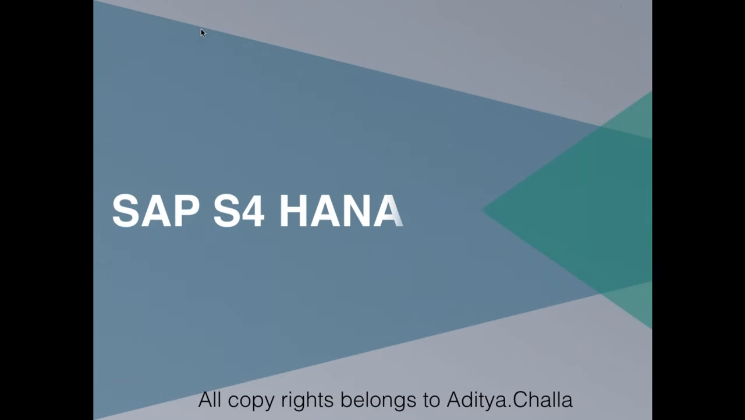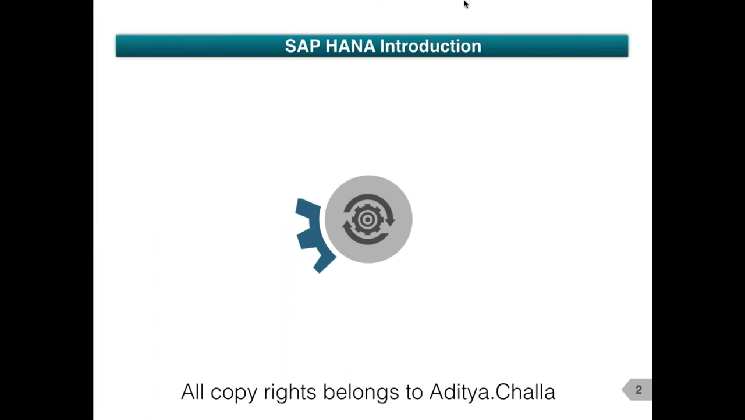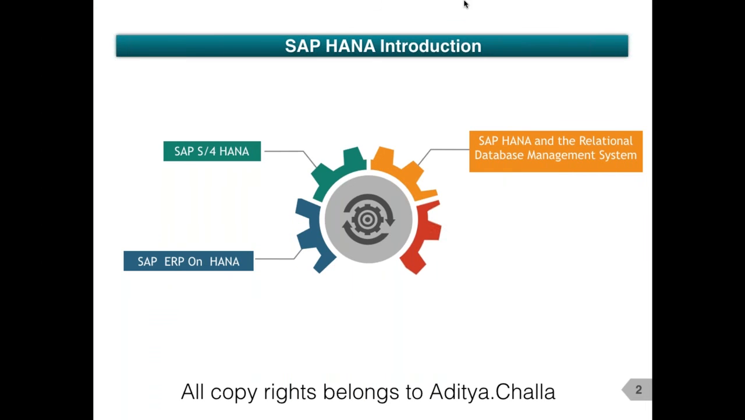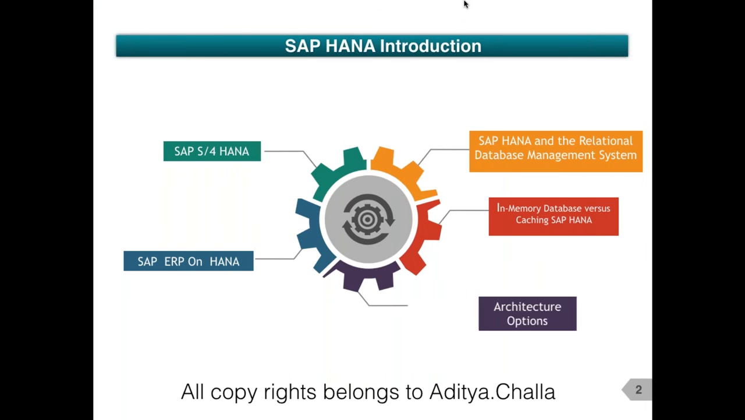Now in the continuation part, when we are going to work with the HANA database, there are a few topics. In the previous class we discussed ERP on HANA and also S4 on HANA. Now we are going to discuss the SAP HANA in-memory database management system, and also in-memory versus caching, as well as architectural options. These are the points I'm going to discuss in this session. So in detail, let's come to the point.